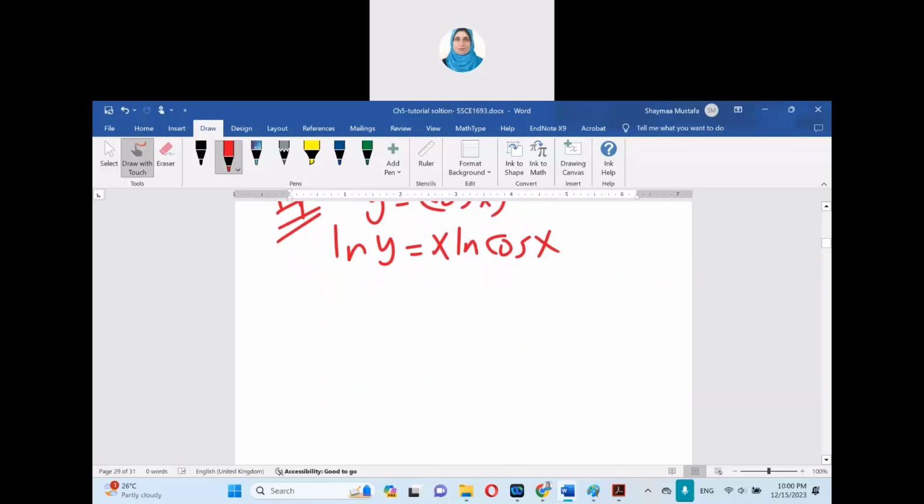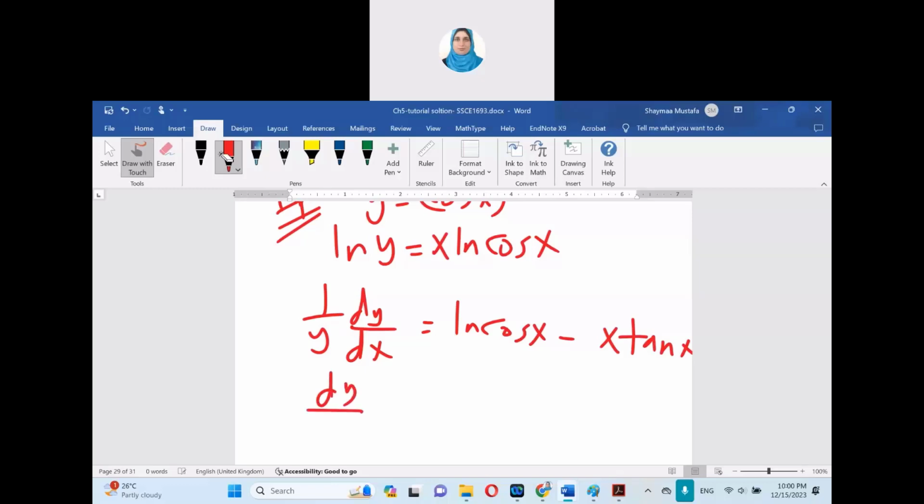So the differentiation: 1 over y dy dx, a product function, so ln cos x plus x times 1 over cos x times the derivative for cos, which is minus sine. So minus x tan x. So dy dx is y times (ln cos x minus x tan x).